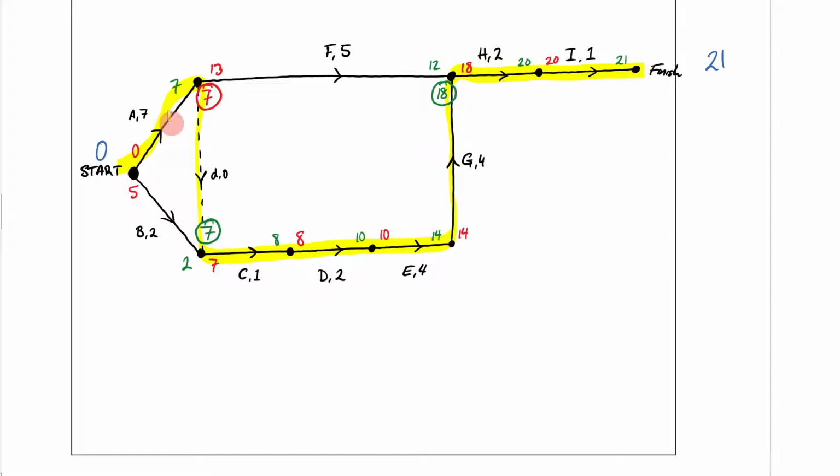So remember, what you're looking for here is where you have no float time. These are the things that cannot be delayed. And those are simply, as you can see here, 7, 7, 7, 7, 8, 8, 10, 10, 14, 14, 18, 18, 20, 20, 21, 21. So this is your critical path.